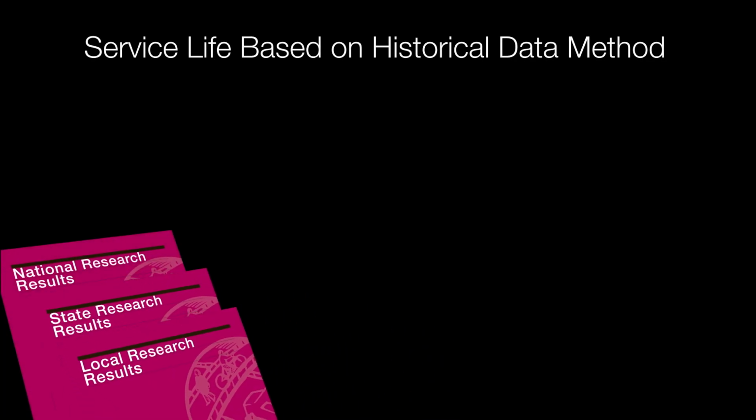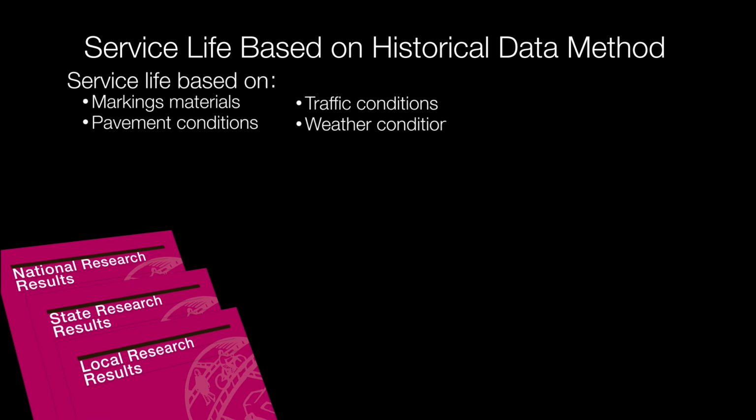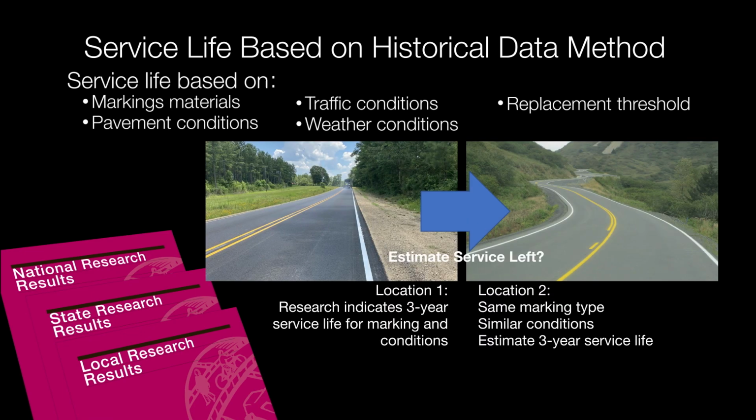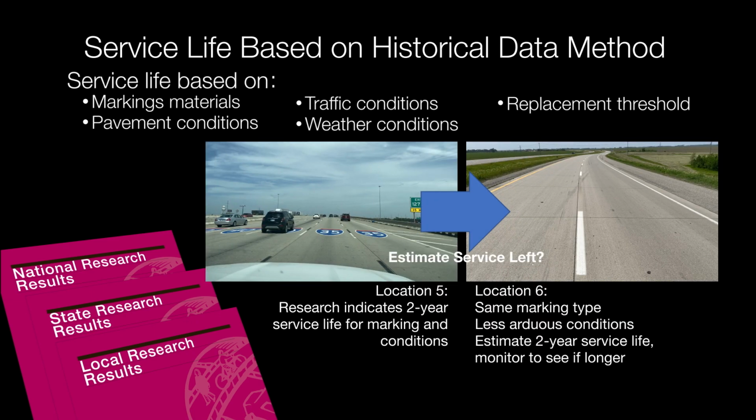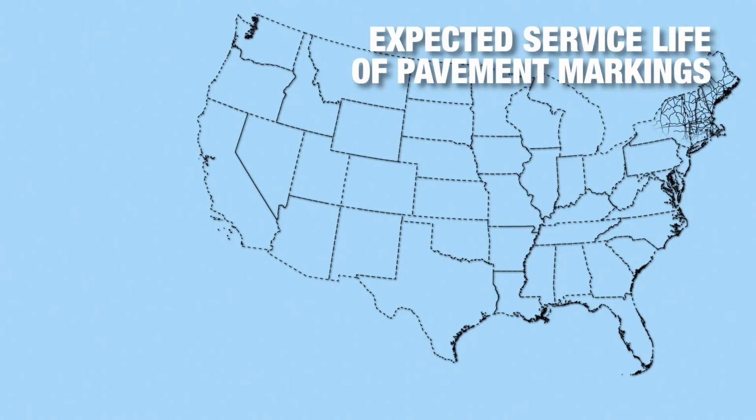The historical data method relies on estimated service life information from research, or from historical data that has been collected in the field, or both. Regardless of the source of data, it is critical that the service life be based on comparable markings under similar or more arduous conditions. For instance, it would be reasonable to use a service life developed under very high traffic volumes for a roadway with low traffic volumes, since it is reasonable to assume the markings on the low volume road will last at least as long as they would on a high volume road.